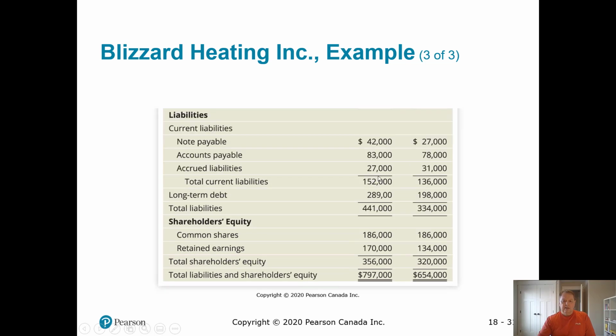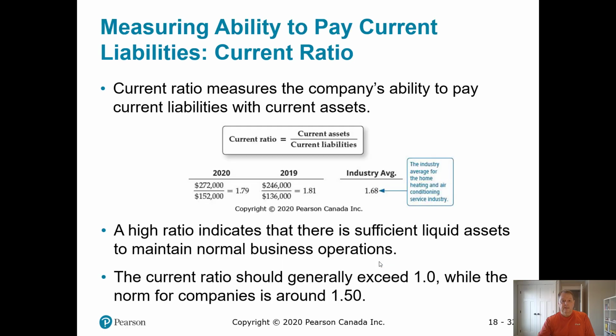Looking at the liability side, looking fairly stable there in terms of current liabilities. Total liabilities are up, and specifically in long-term debt. No doubt that's consistent with the increase in property, plant, and equipment. And again, we see fairly stable, or maybe even a little bit of improvement in the shareholders' equity from 320 to 356. So looking pretty good.